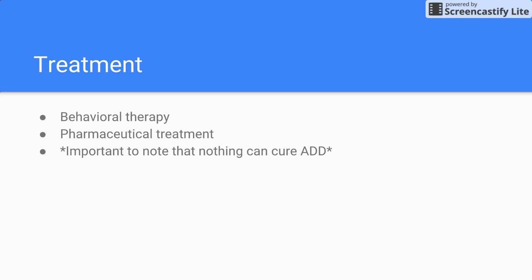In addition to that, we also see pharmaceutical treatment using different sorts of medications. And what we found is when we use pharmaceutical treatment and cognitive behavioral therapy in conjunction with each other, we see the best lifetime results in managing the symptoms that come with ADHD. But what's really important to note is that nothing can fully cure ADHD or ADD.